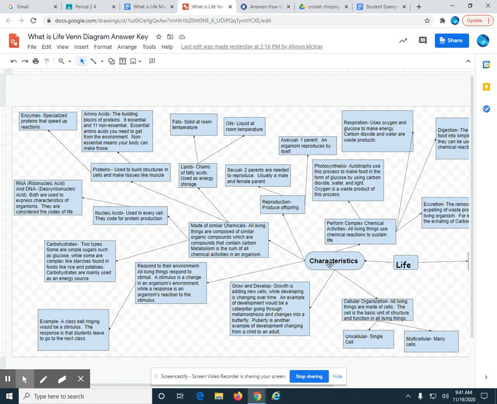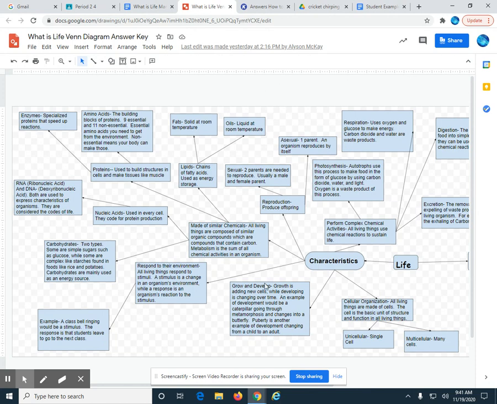So moving off of similar chemicals, living things also respond to their environment, and they respond to a stimulus, because that's a change in the environment. And then there's a response. You just heard the bell ring, which means I'm supposed to get up and leave, right? So I'm now hurrying. That's how I'm responding to this. An example of class bell ring would be a stimulus. The response is students leaving the class.